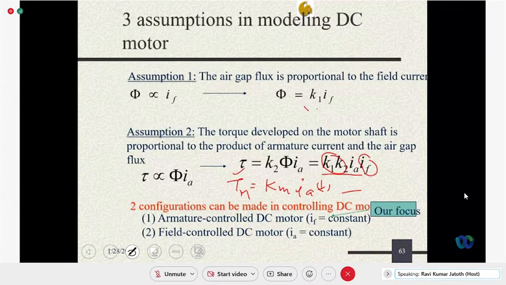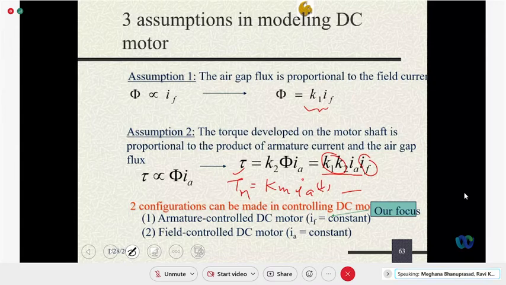K1 is the proportionality constant. Consider the stator: the air gap flux is proportional to the field current, is it not? The proportionality constant is K1.